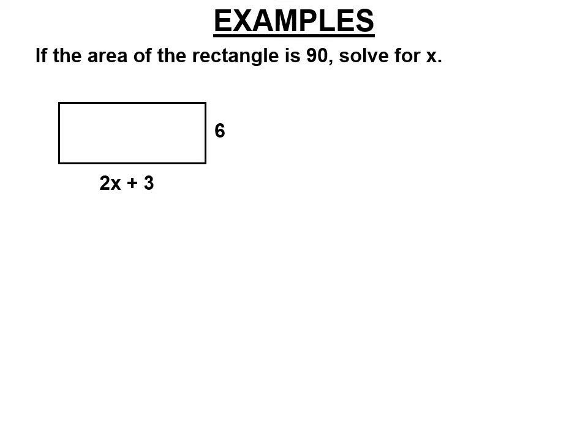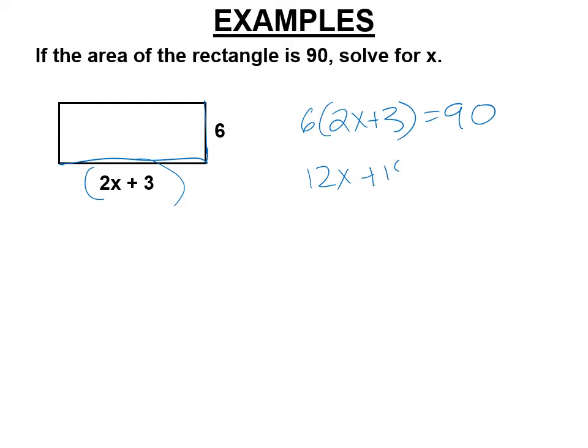Area of a rectangle, right? So 6 times 2x plus 3. You have to multiply the two sides, and you're multiplying this 6 times this entire side. So you need those parentheses. So that's the equation. Then you do your distributive property and get 12x plus 18.